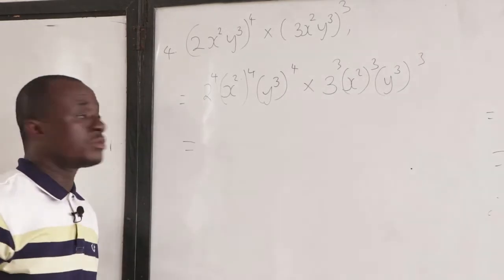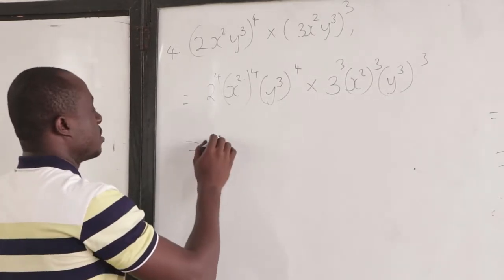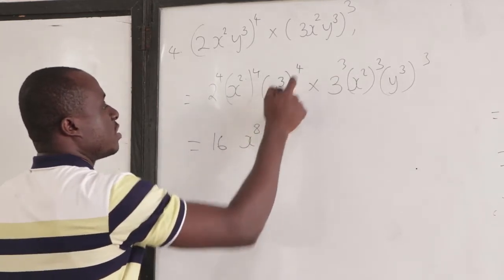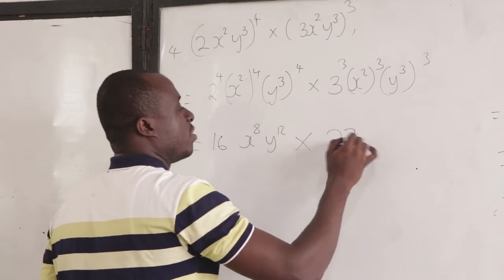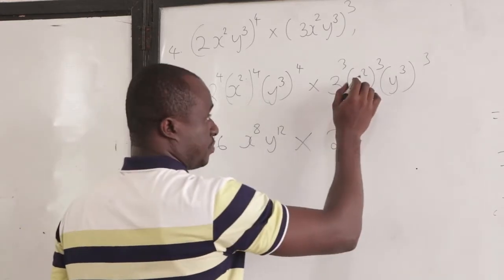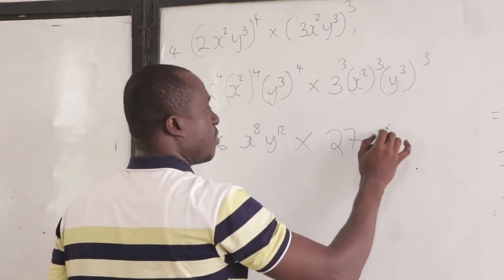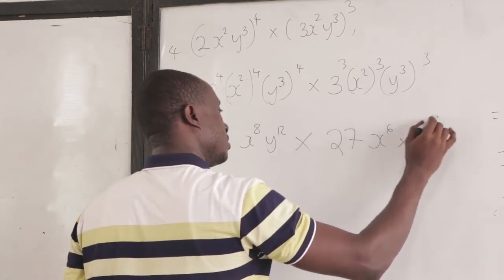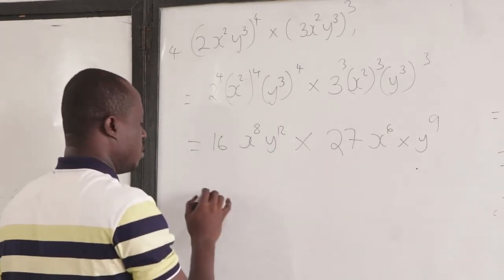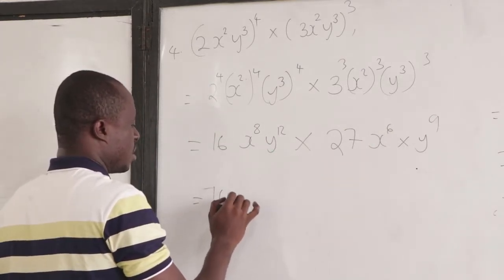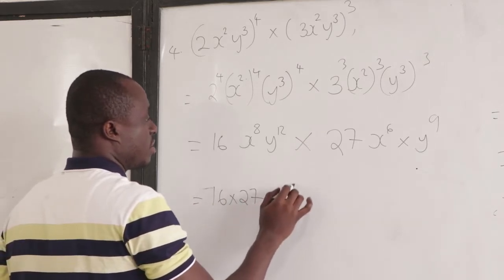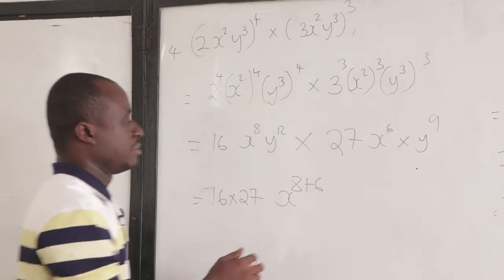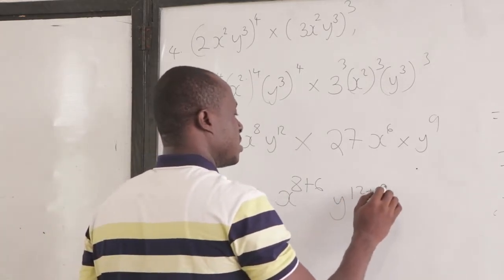Now here, 2 to the power 4, that is 16. What do you have here? x to the power 8, y to the power 12, 3 to the power 3, that is 27. Now, 2 times 3, that is x to the power 6, y to the power 3 times 3, which is 9. Now you have 16 times 27. Here we have x to the power 8, there's another x to the power 6. Why? Because we are multiplying, so we add. Now y to the power 12 plus 9.